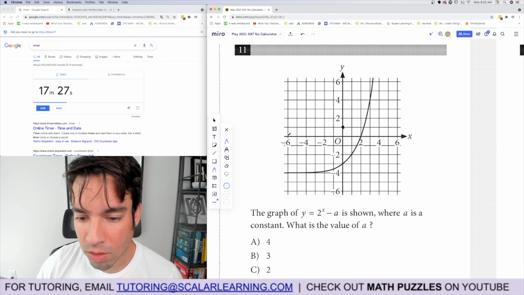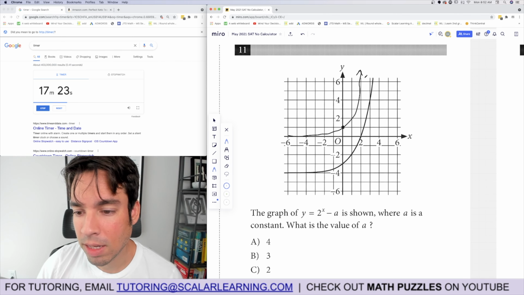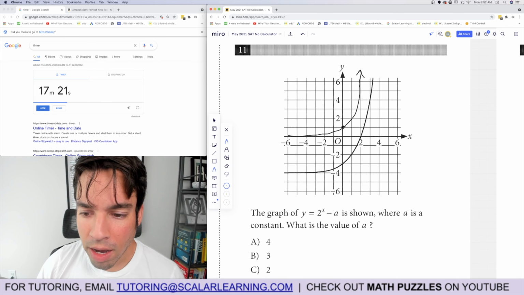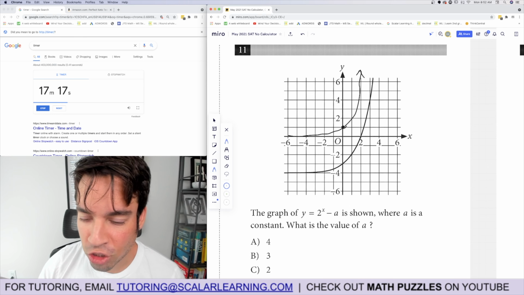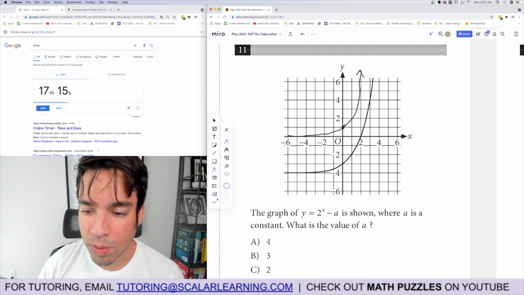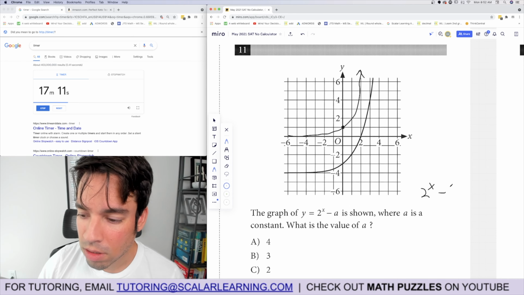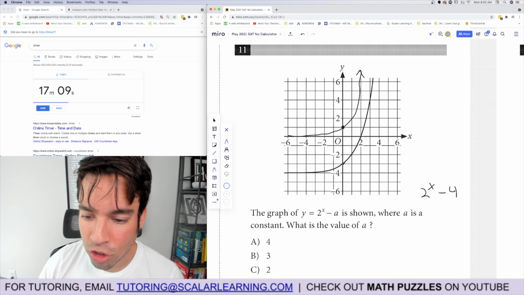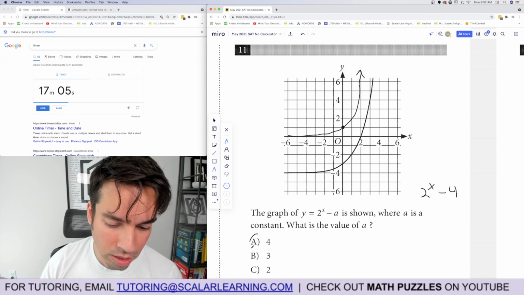It's like 2 to the x is kind of like this, normally. Something like that, right? And so a is 4 because it's been shifted down by 4. Because normally we'd have that, and then now it's shifted down by 4 to get you to a y-intercept of -3. So I believe that's right.